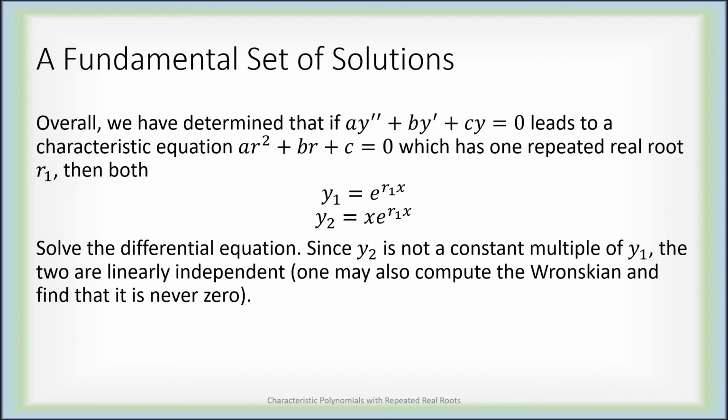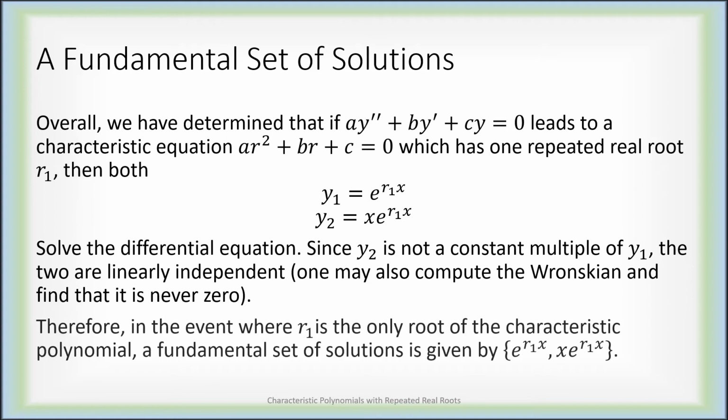The second is not a constant multiple of the first and is therefore linearly independent. You can also just compute the Wronskian and find that it's never zero. Therefore, if the characteristic polynomial has a single root r1, we conclude that a fundamental set of solutions is given by e to the r1x and x e to the r1x.